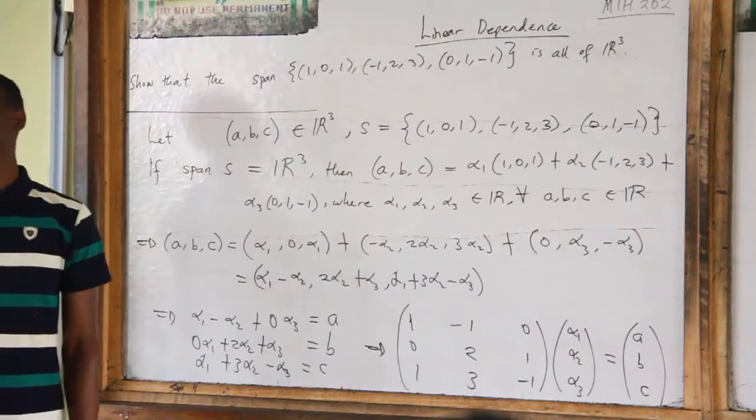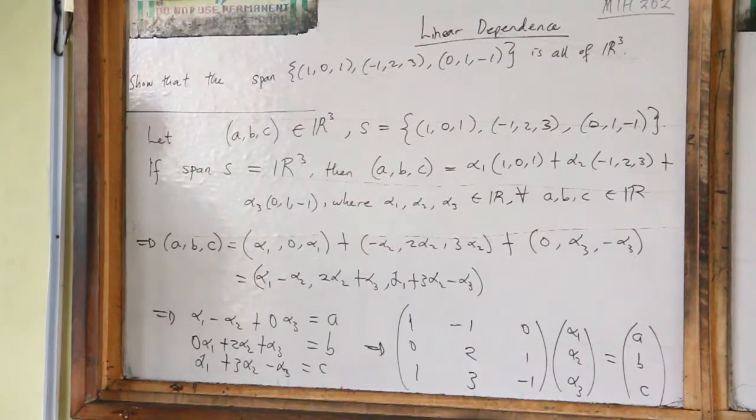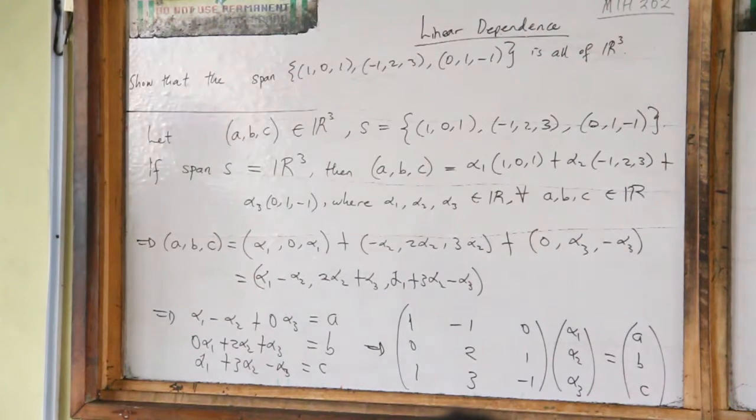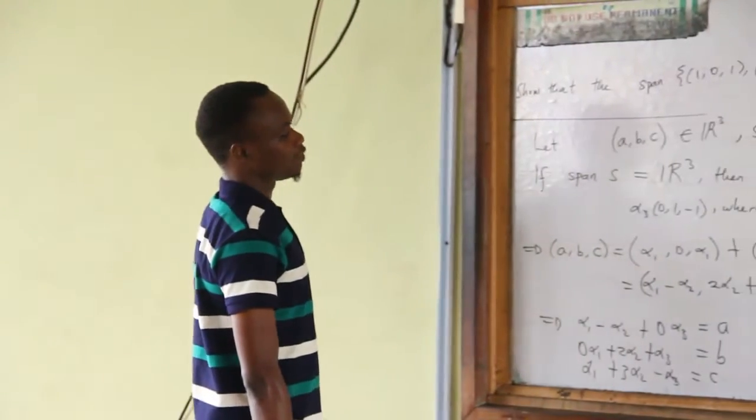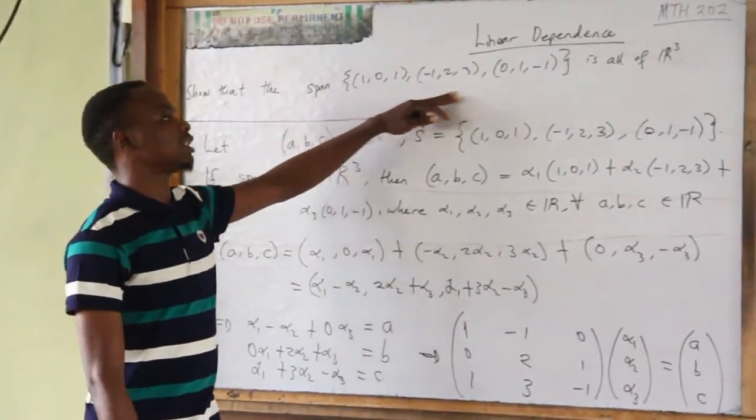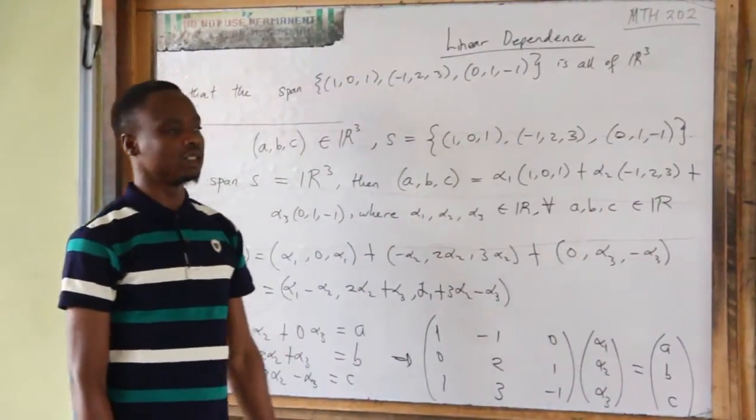So we're going to carry out elementary row operations to see under what condition a solution will exist for this set of equations. And that means we should be able to establish that a solution will exist for every value of A, B, C we can have. There will always be corresponding values of alpha 1, alpha 2, alpha 3 such that we can express any one of them in this form. If we are able to establish that, then we are good to go. We have successfully shown that this actually is the span of R.